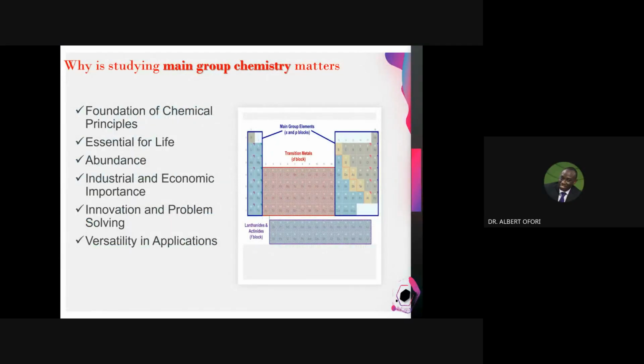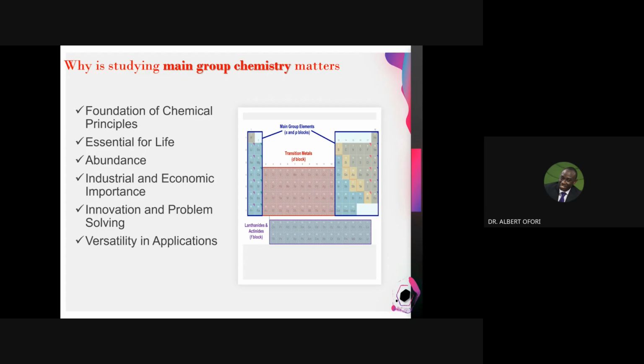So you see that some of the elements will have their electronic configuration, and when we distribute the electrons, some of them will be ending with the s orbital, some will be ending with the p orbital, some with the d orbital, and then the f orbital. And so we group them into blocks. So we have the s block, the p block, the d block, and then the f block.